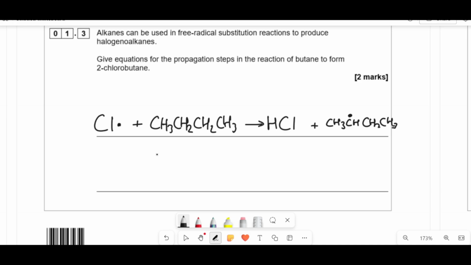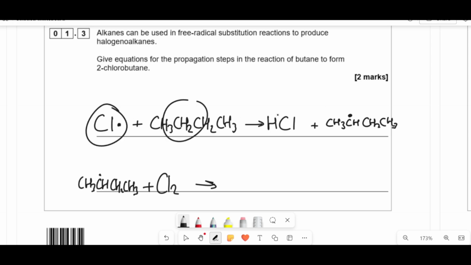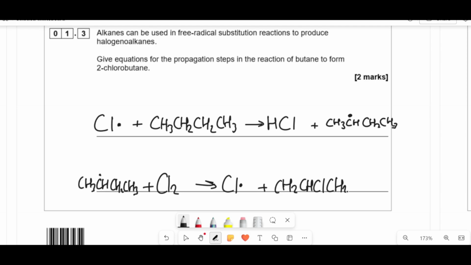Don't do that. Then what happens is this will then go and attack something else that's a non-radical thing, because that's what propagation is. So then you have CH3, CH radical, CH2, CH3, plus something else that isn't itself, that's not a radical, which is chlorine, and is going to make a radical, because propagation is where a radical and a non-radical make a non-radical and a radical, right? So in this sense, we're going to have to make something that's a radical here as well, which is, remember, a species with an unpaired electron. So it's going to be a chlorine radical plus the CH3CHClCH2CH3. You see how that radical is no longer a thing now?